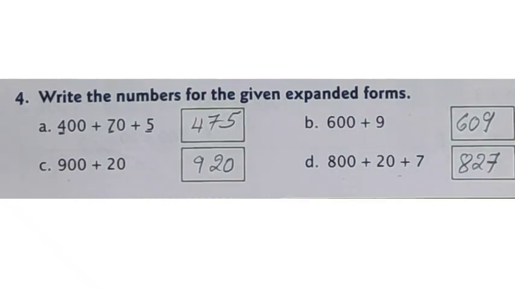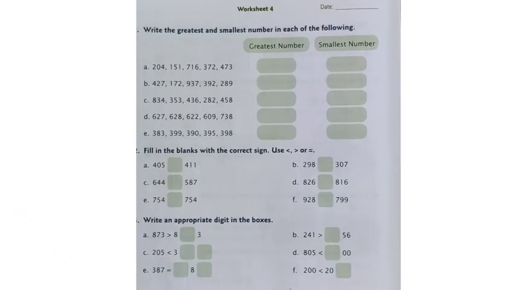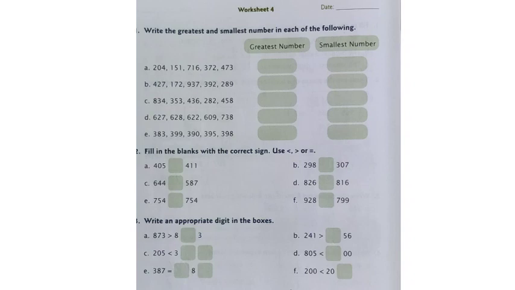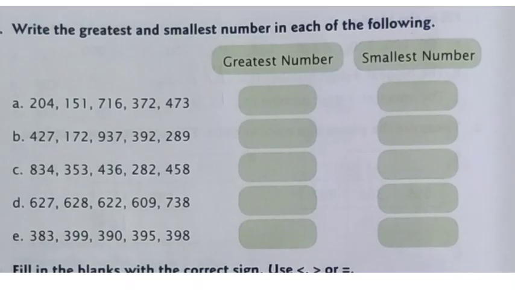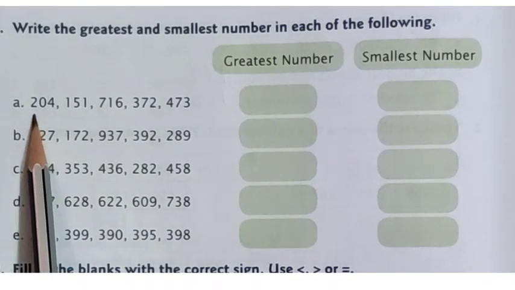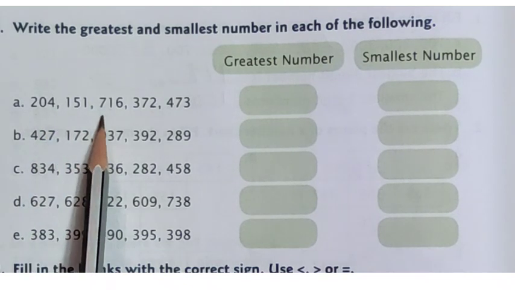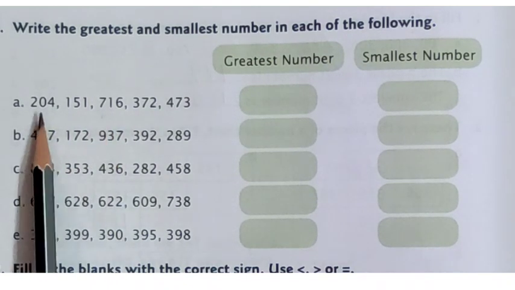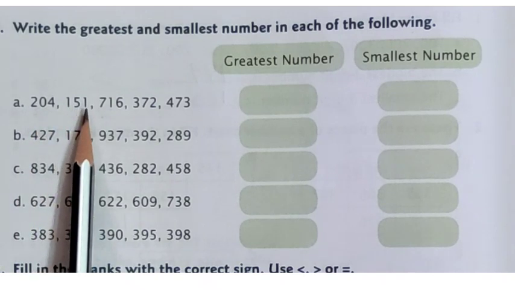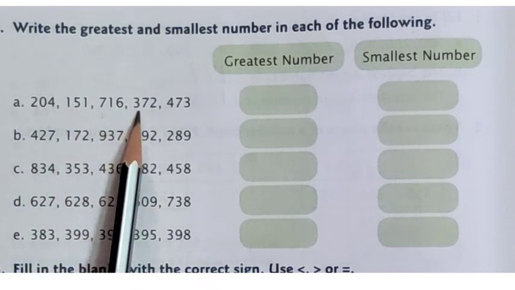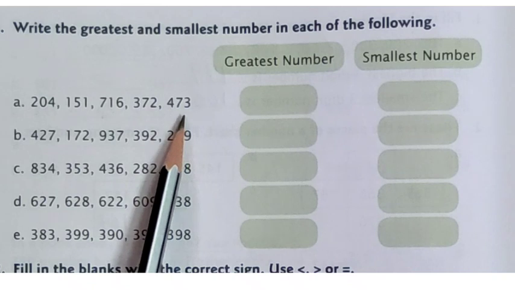All of you open page number 26, children, and write today's date. Here let's start with writing the greatest and smallest number in each of the following. This is the first heading. Now here out of the given 5 numbers, you have to find out which is the greatest number and which is the smallest number. Here 204, 151, 716, 372 and 473.